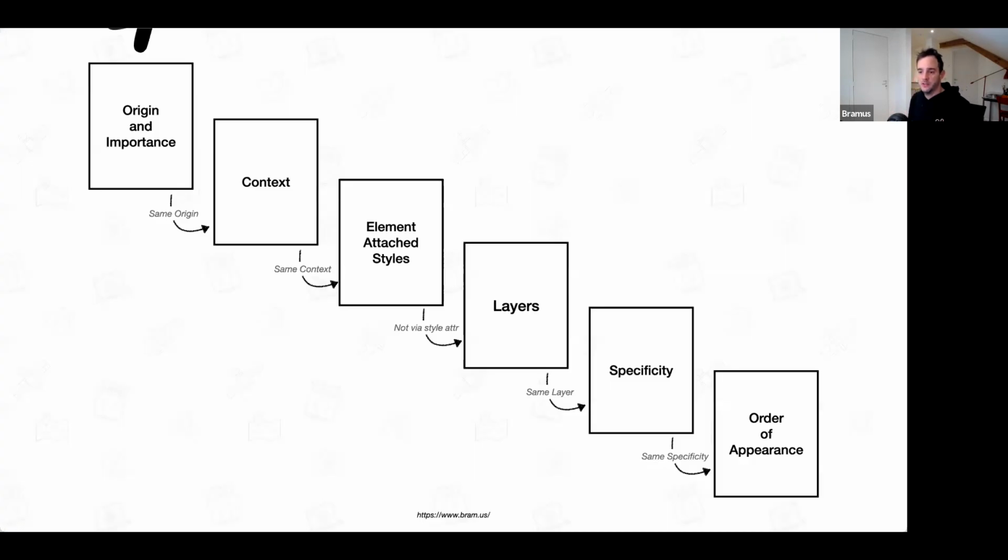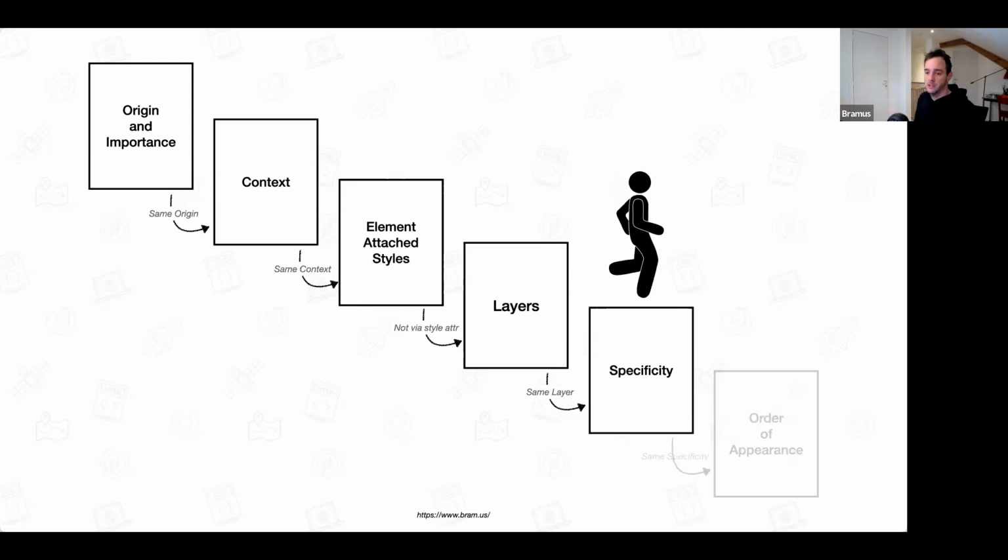We have these 6 steps here, and the cascade will go over each and every one of those criteria one by one until it finds a winner. So hey, is this context, element attached, can I define the winner there? Layers? Does this give me a winner? No. Specificity? Oh, okay, here we have our winner, and then the cascade will not check the succeeding steps. So the cascade, an algorithm with several steps, checks them one after the other until one of those steps says, here is your winner, and then it ignores all the other steps.